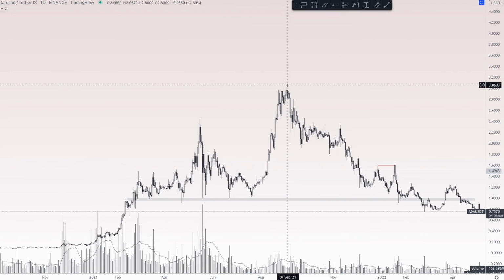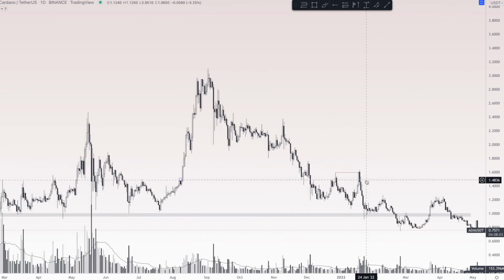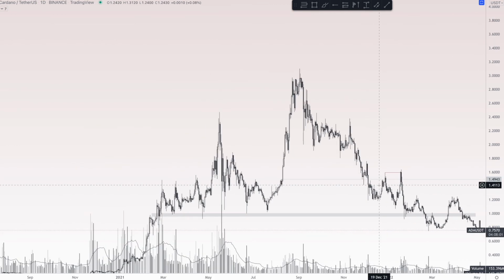Okay, so I think that's it. That's a little bit about the Fib retracement tool and about the Fibonacci levels, ratios. If you have any questions, just let me know.